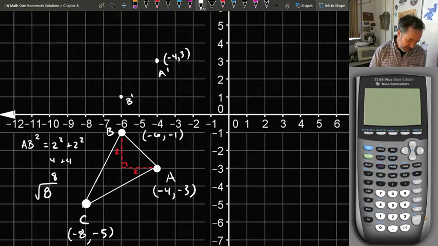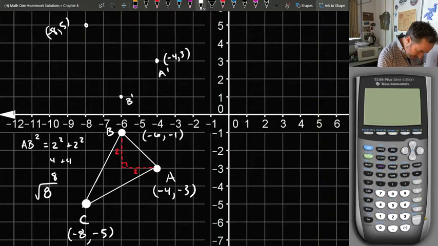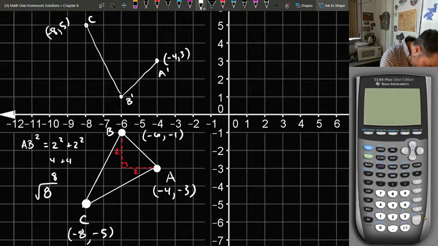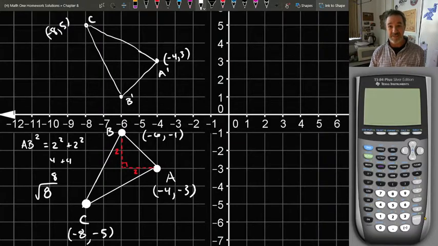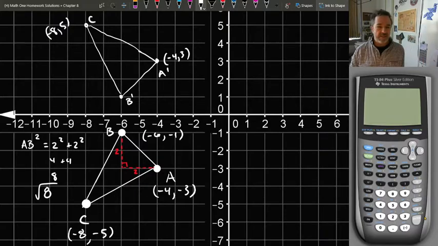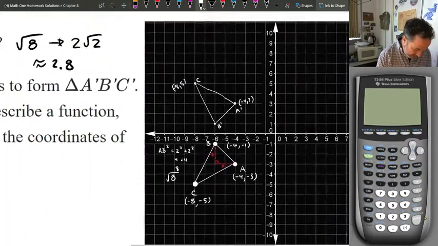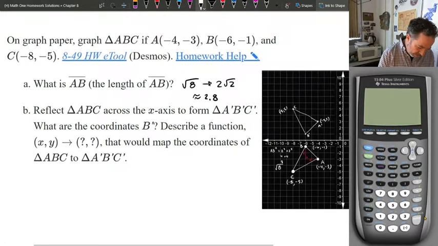And the last one, C was at -8, -5. So that's going to go to -8, +5. That right there. That's C prime. So I got this new triangle that's living in here, and here, and here. That's great. There's the new triangle. It's reflected across the x-axis. So the question does say, what are the coordinates of B prime?